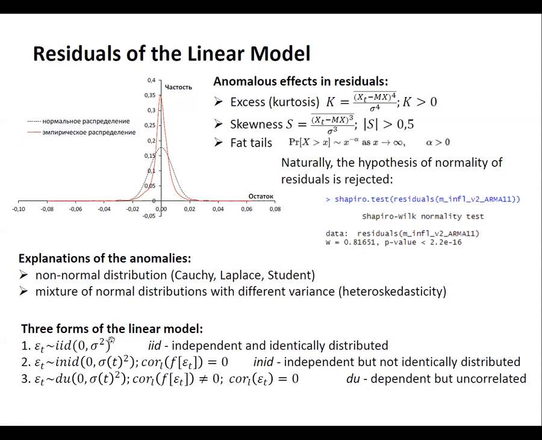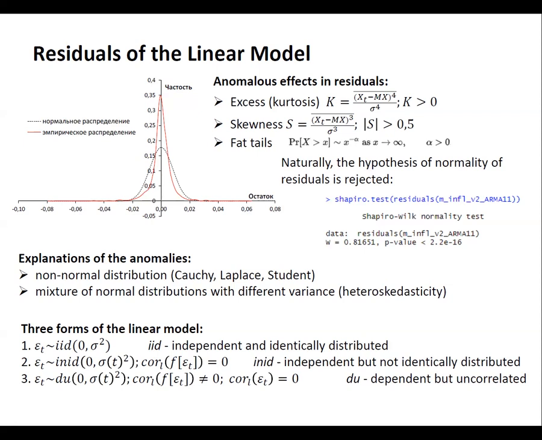I remind you that a linear model is a moving average model, or its representation in the form of an autoregressive model, or an ARMA model. So this linear model has three theoretical forms. The first form is when the residuals of the model are identically and independently distributed, IID, with mean equal to 0 and some variance.